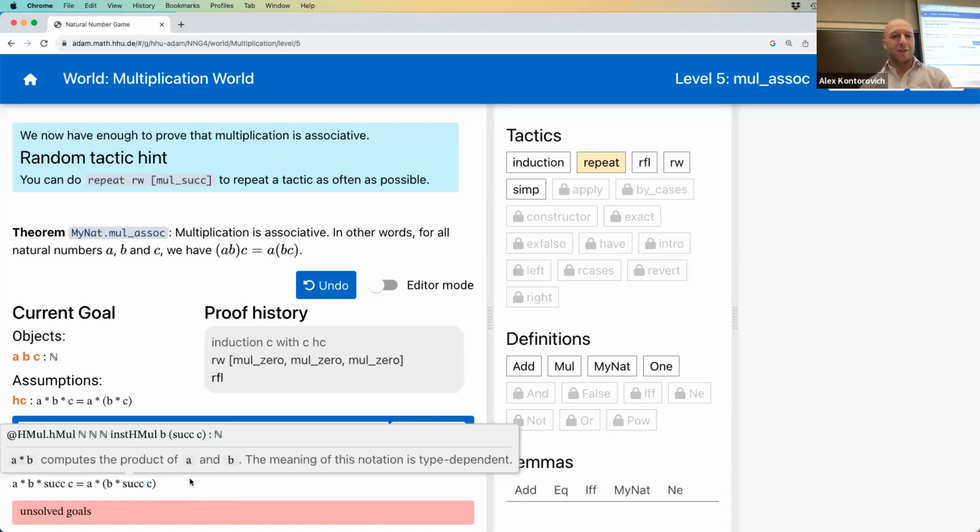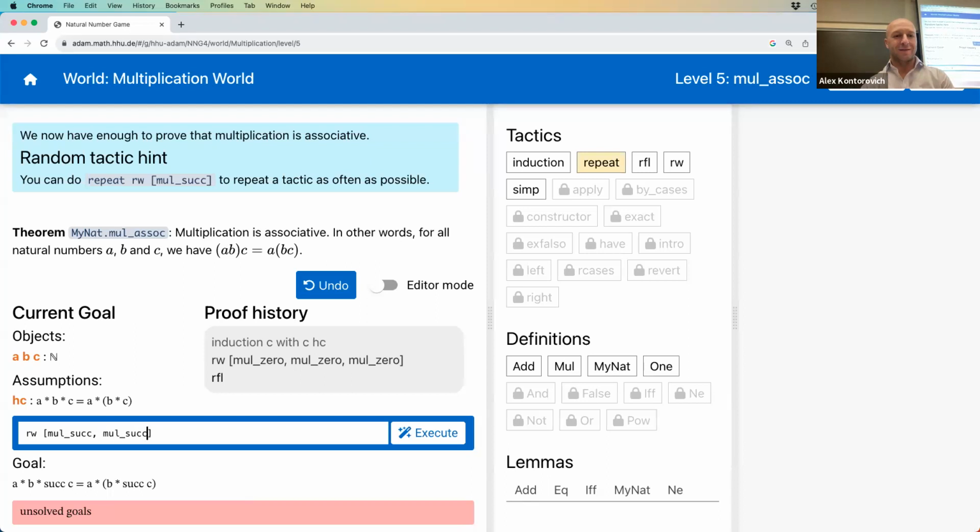So now let's do mul suck again. So now we have A times the successor of B times C. Let's do mul suck again. You see, so we only need one to pull this to the other side because this is A times B together. Now we need to pull this one out twice. And now what? Let's see how much we can do in our head. We'll have A times B times C is the successor of A times B times C.